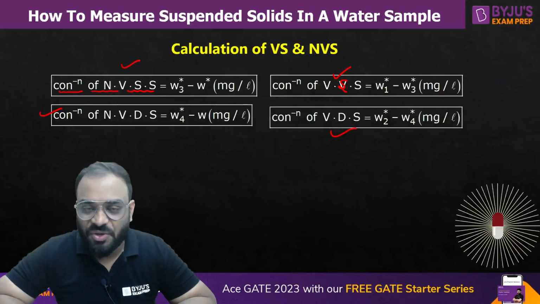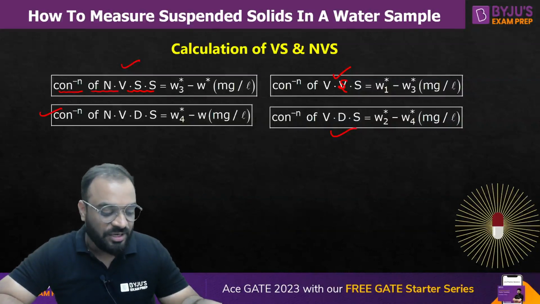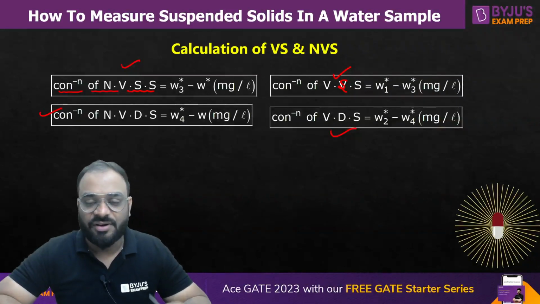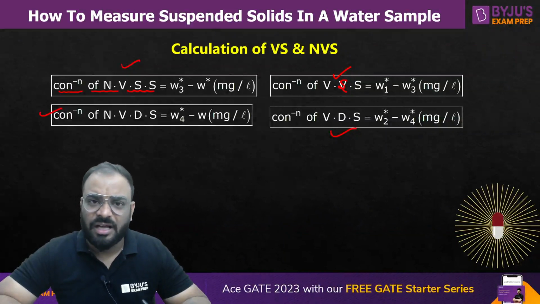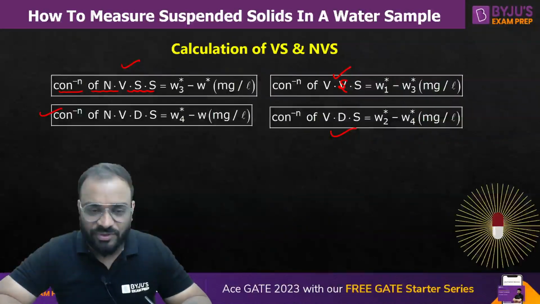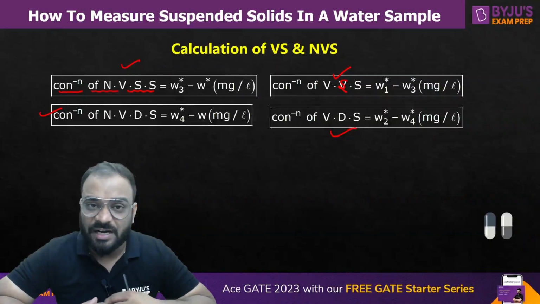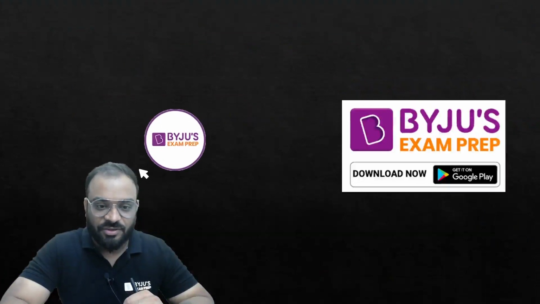Now I think all of you are able to understand how we can measure the suspended solid, dissolved solid, volatile solid and non-volatile solid present in a water sample, right? Try to do some numericals over it and you will understand in detail, okay? But right now we have covered all the concepts required to understand the suspended solid part. So that's it from my side guys, okay?